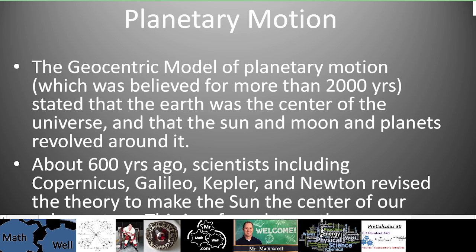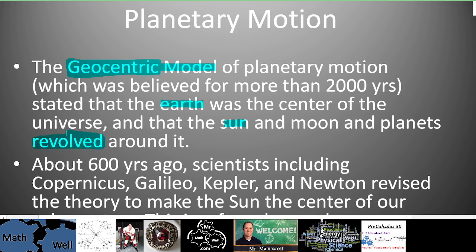So the motion of planets. The geocentric model of planetary motion, and let's see, we want to highlight geocentric there. Now, this word geocentric, you would have defined this from your textbook earlier yesterday. Geo is the first part. Geo means earth. Centric is center. So earth-centered model. This was believed for more than 2,000 years, and it stated that the earth was the center of the universe, and that the sun and moon and planets revolved around it.